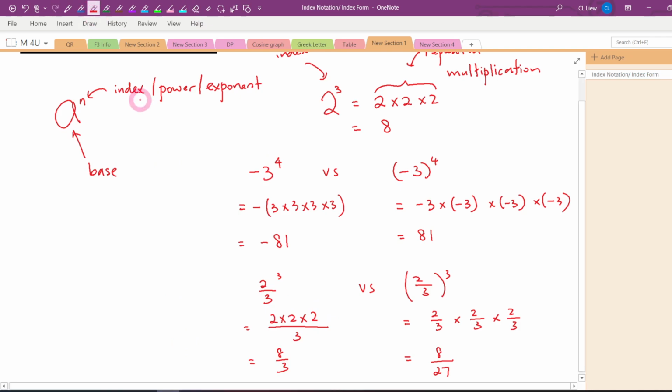Okay, let's try decimal. Same thing applies here. 0.2 to the power of 4, compared with negative 0.2 to the power of 4. Let me add a negative for it. Same thing as we discussed just now, this one without parentheses, this one with parentheses. Without parentheses like this, it means that the negative is only one time, and the 0.2 is repeated 4 times, because power 4, right?